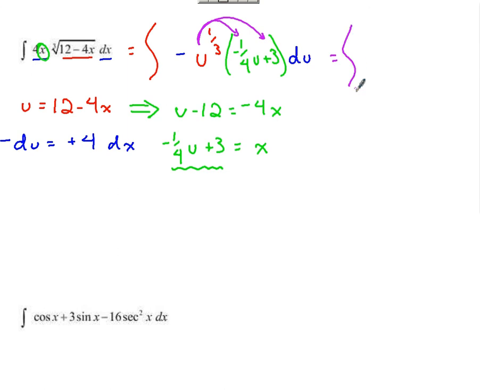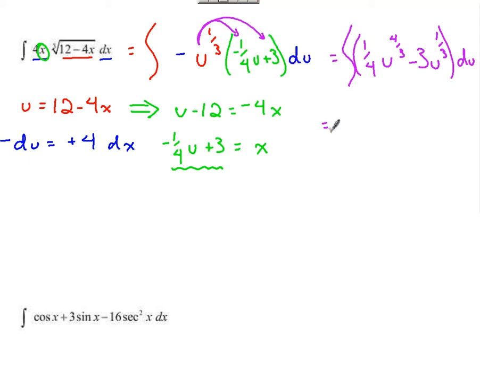As you distribute, that negative u to the 1/3 times negative 1/4 u, well, it's going to be positive 1/4. Add your exponents because of your like bases. Power here is 1, power there is 1/3, so that's 4/3 if you add. And then negative u to the 1/3 times 3 is just negative 3u to the 1/3. There's your expression you're taking the antiderivative of.